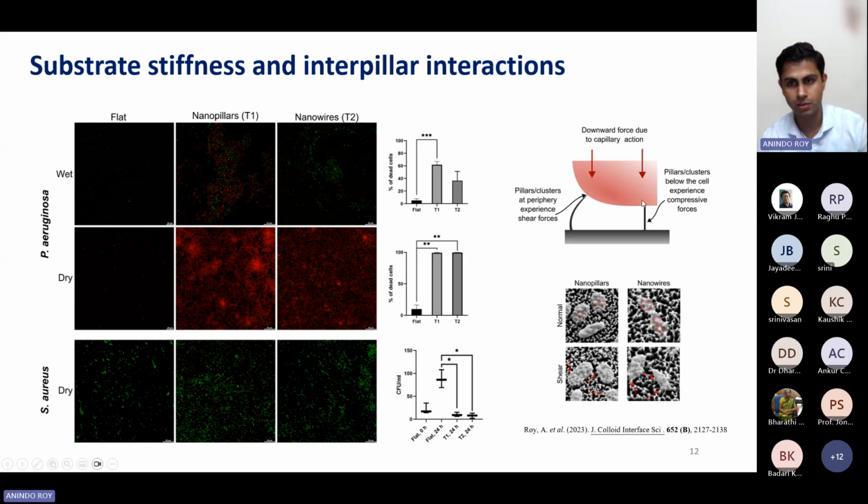the pillars are basically below the bacteria. They can either undergo compressive loading or they can undergo buckling failure depending on their aspect ratio and other things. Whereas in case of the pillars that are adhered to the tip of the periphery of the bacterial cell, they will undergo a shear deformation, a shear force at the pillar tip.